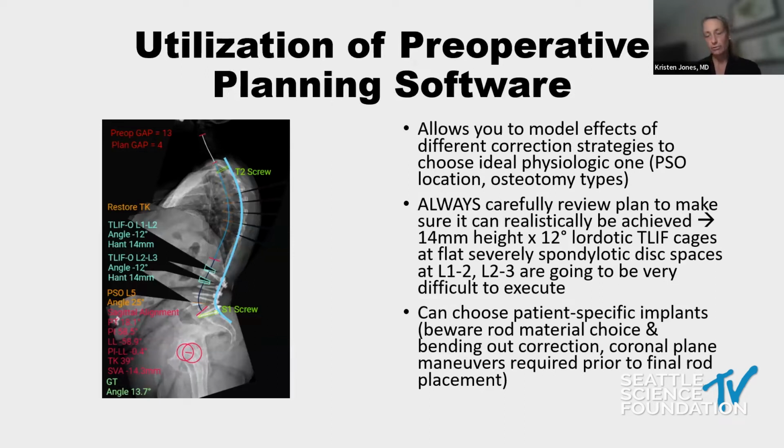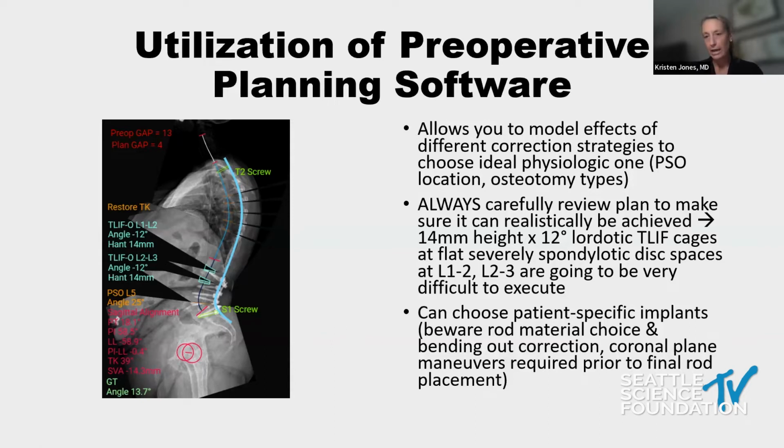And so it's very important to review your plan and make sure you've dialed it in physiologically. In this particular plan, I just wanted to draw your attention to a PSO at L5 getting 25 degrees, which is great. But at the TLIF levels, which in this patient are L1-2 and L2-3, because of previous fusion mass, we're asking for 14 millimeter high cages with 12 degree lordosis.